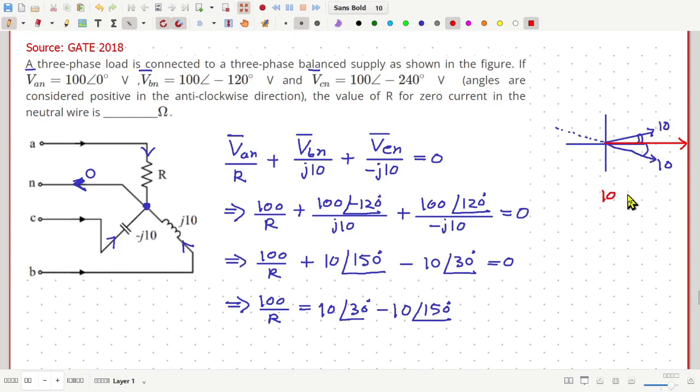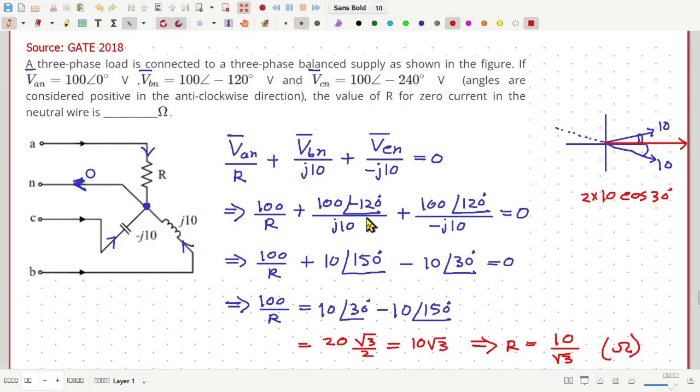10 cosine 30 multiplied by 2. So the right side is 20 cosine 30, that means 20 root 3 by 2, which is the same as 10 root 3, and from here we can get the value of R equal to 10 by root 3, and the unit is ohm since all quantities are in SI units.